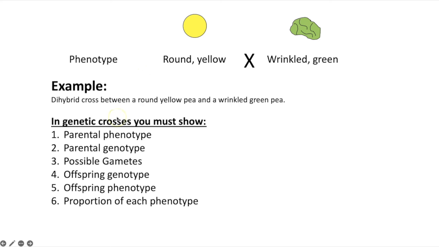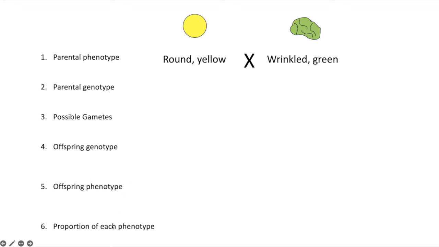And when we do genetic crosses, we should always show and label where possible the parental phenotype, parental genotype, possible gametes, the offspring genotype, correctly match up the phenotype to those genotypes and give the proportion of each phenotype. And that's why often in the exam, they give you this space to fill in each of those criteria.